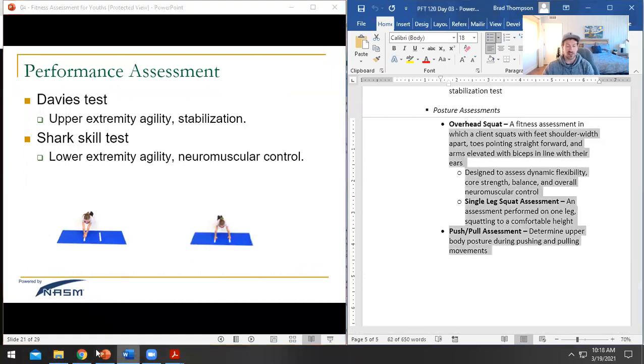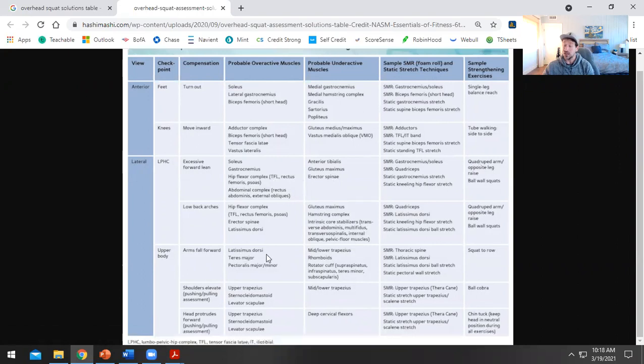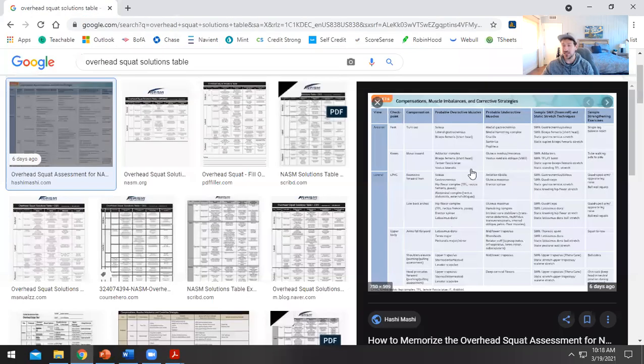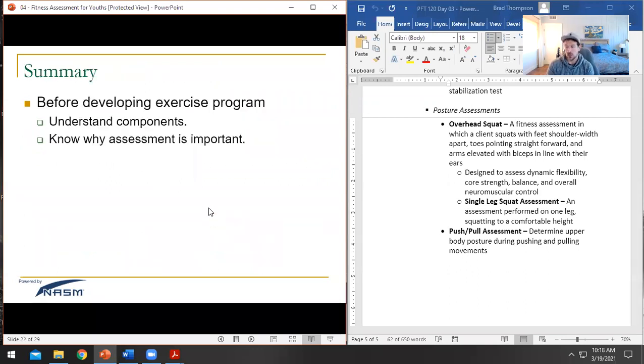But for the most part, based on everything we just said, now I've got very different, look at these example exercises, right? A client whose feet turn out, we do a balance exercise. A client whose knees cave in, we do a side-to-side walking exercise to strengthen the glutes. A client who has an excessive forward lean, I do some core stabilization exercises. A client whose low back arches, I do some glute strengthening exercises. A client whose arms fall forward, I do some rowing exercises, right? So we've got all kinds of different exercises that we are going to prioritize depending on what our client's posture is. And that is something we'll get more into, like I said, next module when we're looking at kinesiology.